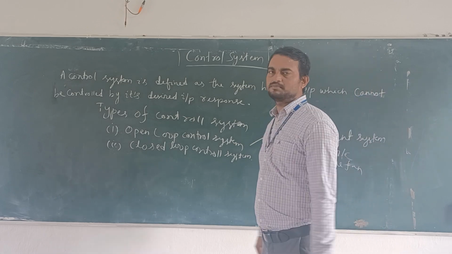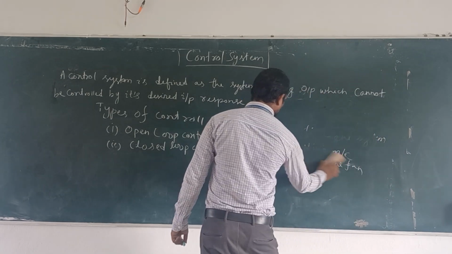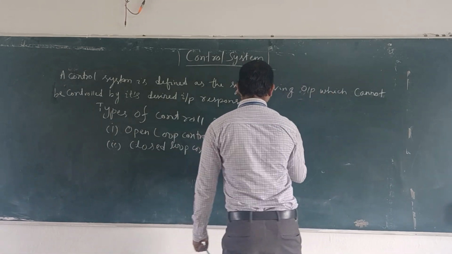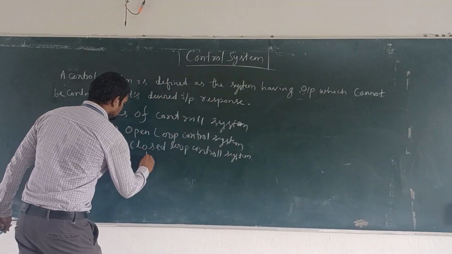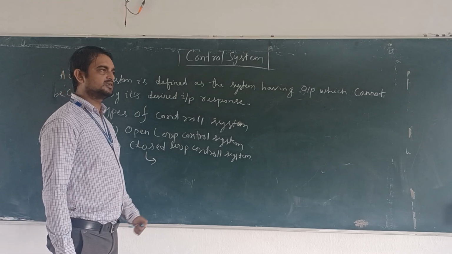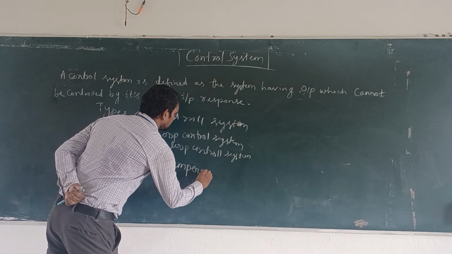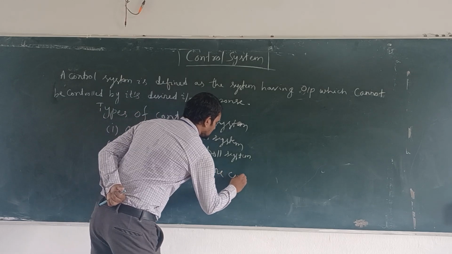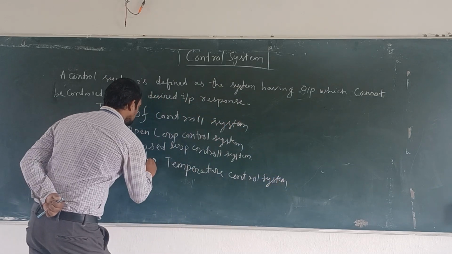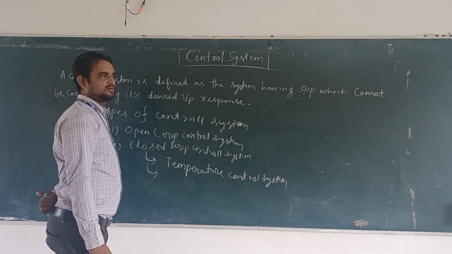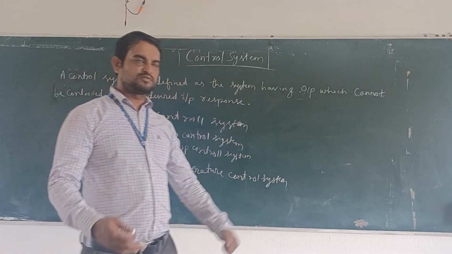Now I will present the examples of closed loop control system. My closed loop examples are the temperature control system, and another one is the air conditioner or driving control system.